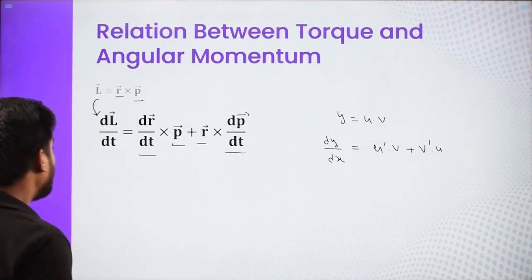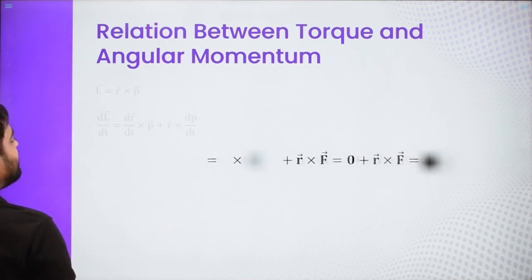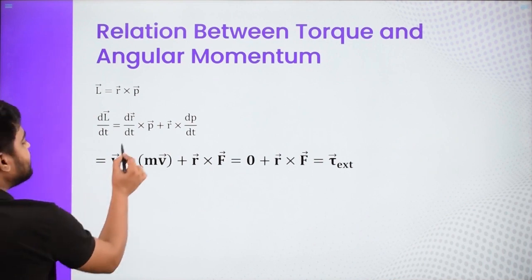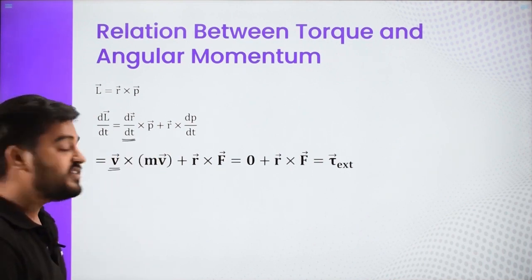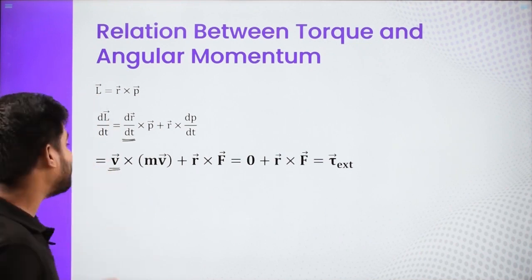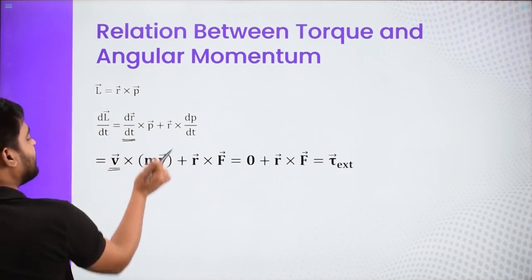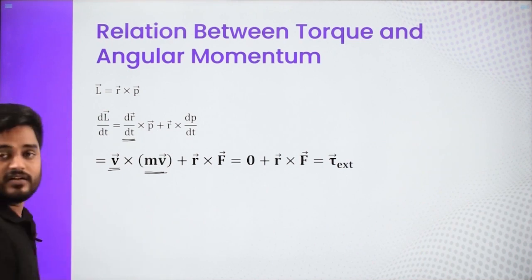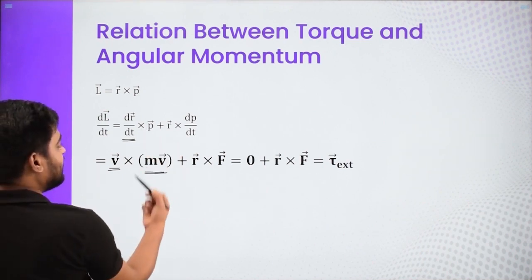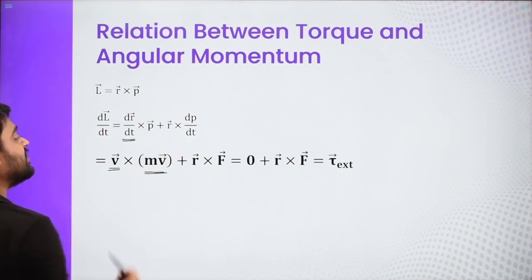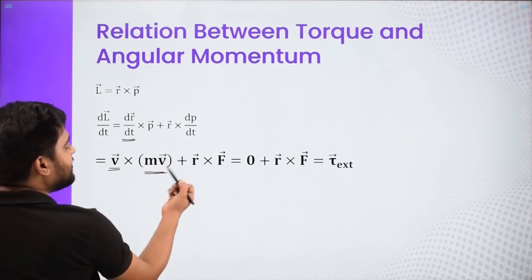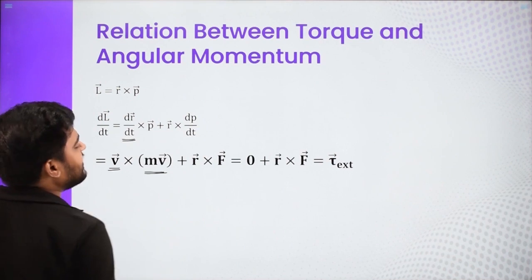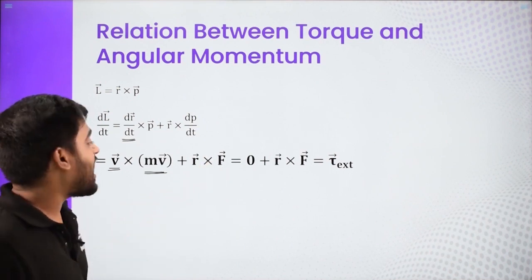Now, what is dL by dt? Here dr by dt is nothing but my velocity vector, right? The change in position vector with respect to time is the velocity vector, and the p vector is nothing but m v vector. We already know the linear momentum is the product of mass and velocity. Then plus r cross dp by dt, and dp by dt is nothing but my force vector, so r cross F.